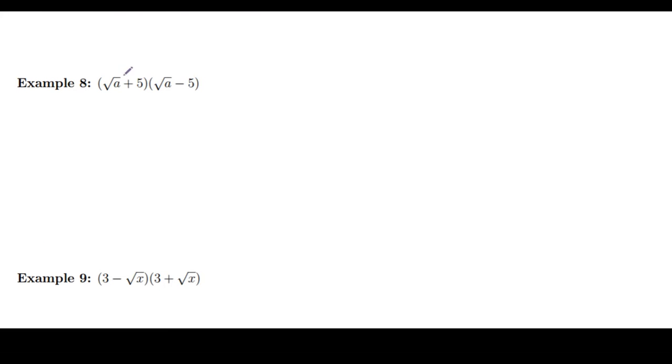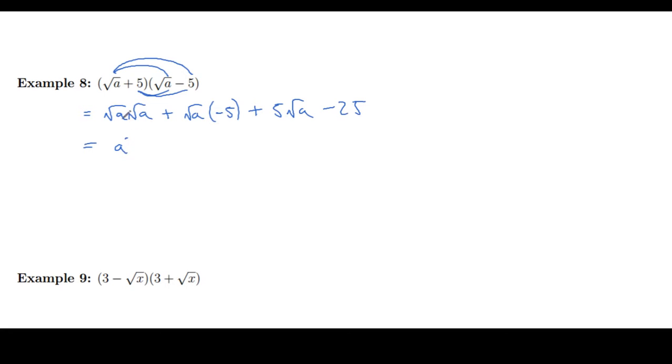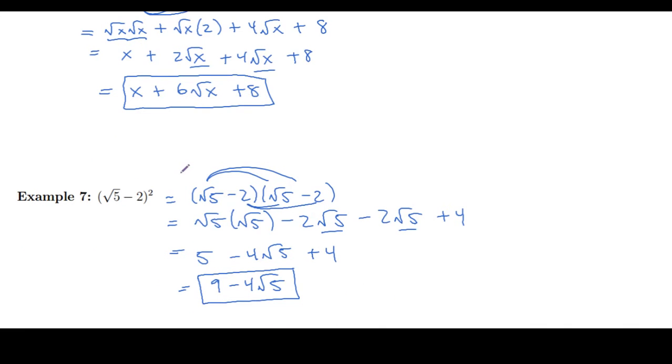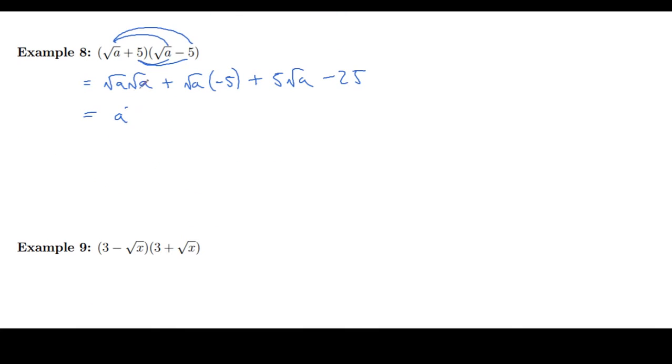And this one, we'll do the same thing. So FOIL, right? So root a times root a, and then plus root a times minus 5, and then 5 root a, and then 5 times minus 5 will be minus 25. So this will be a squared, or not a squared, just a, right? So up here, you know how we had root 5 gives us 5, and root x gives us x. We'll have the same thing here. So root a times root a is just going to give us a, right? And this is minus 5 root a plus 5 root a. So these are going to cancel, right? They're just negatives of each other, minus 25. So this is a minus 25.